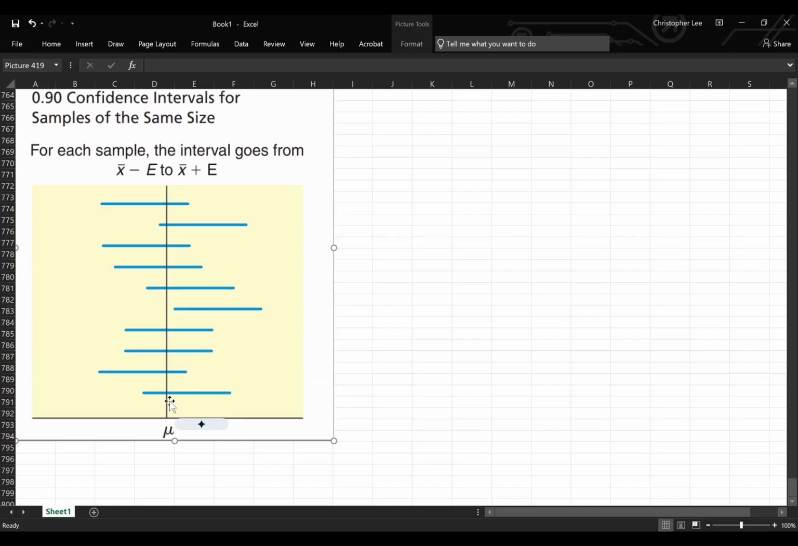This black line going up here, this is mu, right? Now, as you can see, some of these intervals definitely contain it, and some do not, right? About 90% of the samples that we take are going to have the population mean mu, but some will not have that population mean mu, right? So this is what a confidence interval is. This is how you estimate what your population parameter will be, right?